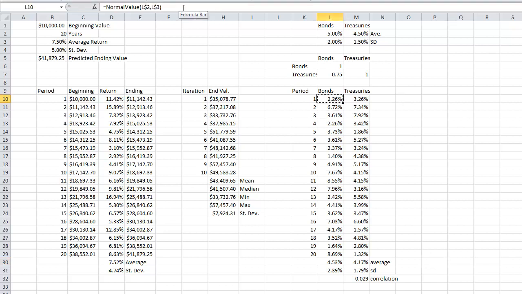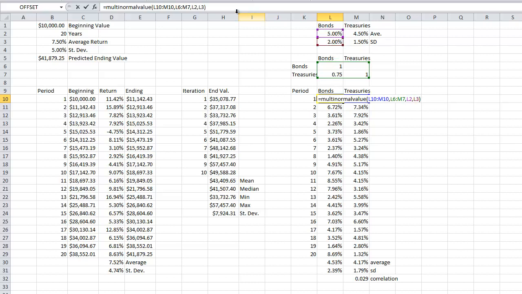So instead of using normal value, we're going to use a different function. It's multi-normal value. And you start off by telling it what cells need to be correlated. So for us, it's these two cells right here in the same period. It's L10 through M10. The next thing you have to give it is the correlation matrix. Then you give it the mean and standard deviation just for this variable. So that would be for the bonds, the mean and the standard deviation.